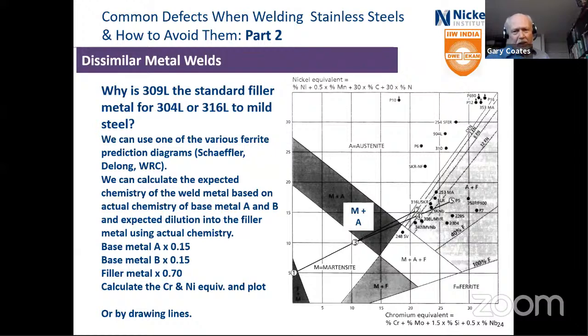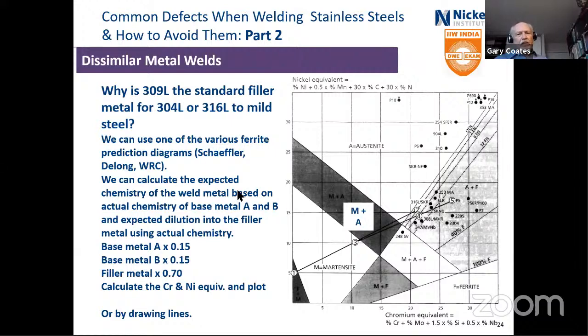is from Avesta Welding, which is now I guess part of the Bohler Group. You calculate a nickel equivalent based on the nickel, manganese, carbon, and nitrogen content. Nitrogen is a little hard to come by sometimes, so you sometimes have to just estimate what it is. The chromium and the nickel equivalent is the vertical axis here. The chromium equivalent is based on the chromium, the molybdenum, and a little bit with the silicon and niobium content.